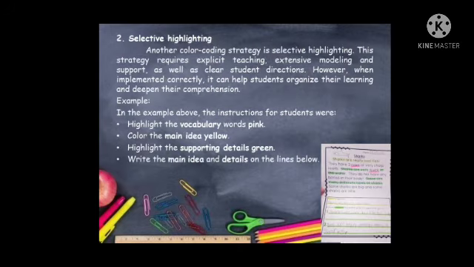Number 2 is selective highlighting. Another color coding strategy is selective highlighting. The strategy requires explicit teaching, extensive modeling, and support as well as clear student direction. However, when implemented correctly, it can help students organize their learning and deepen their comprehension. Example: highlight the vocabulary words pink. Color the main idea yellow. Highlight the supporting details green. Write the main idea and details on the line below.